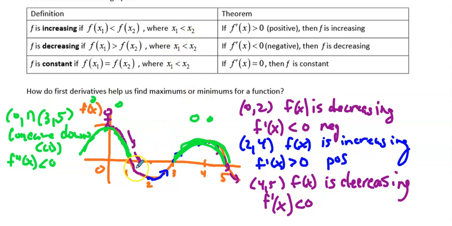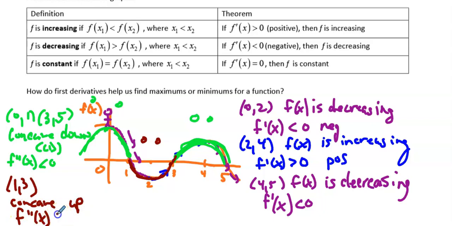And then if I look at 1 to 3, there's our happy face, right? So from 1 to 3, we're going to be concave up, which means that f double prime of x is going to be greater than 0. And again, it's what you see is what you get. And so our points of inflection in this particular example are going to be at x equals 1 and x equals 3, right? And that's where our concavity changes signs. Okay, so that's the idea.